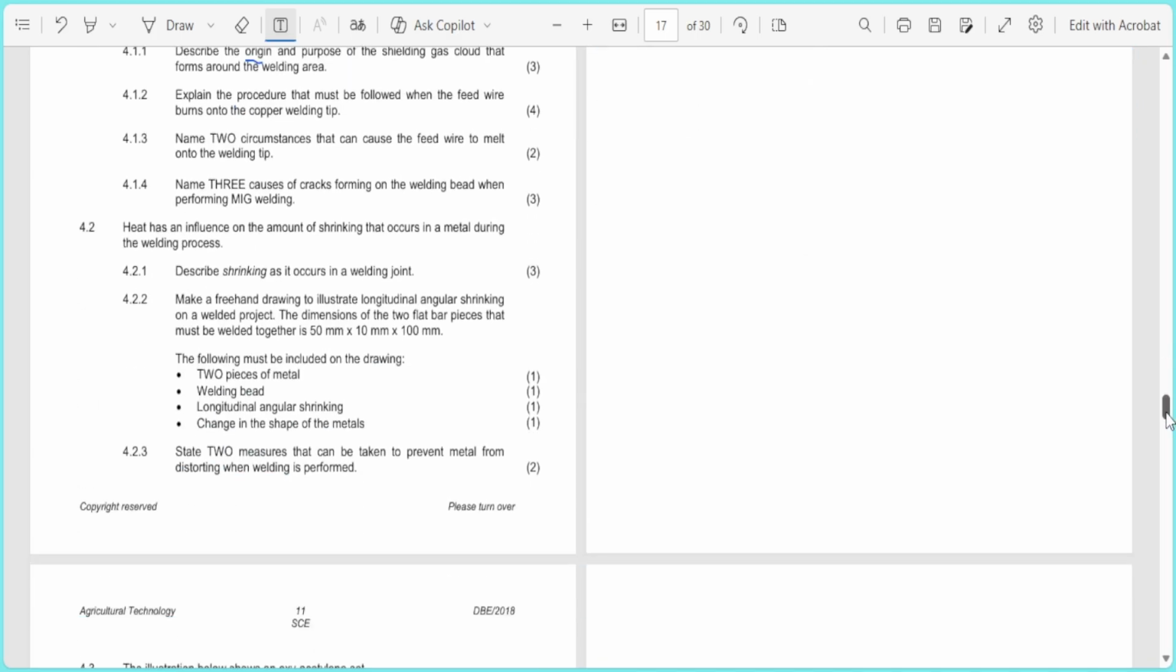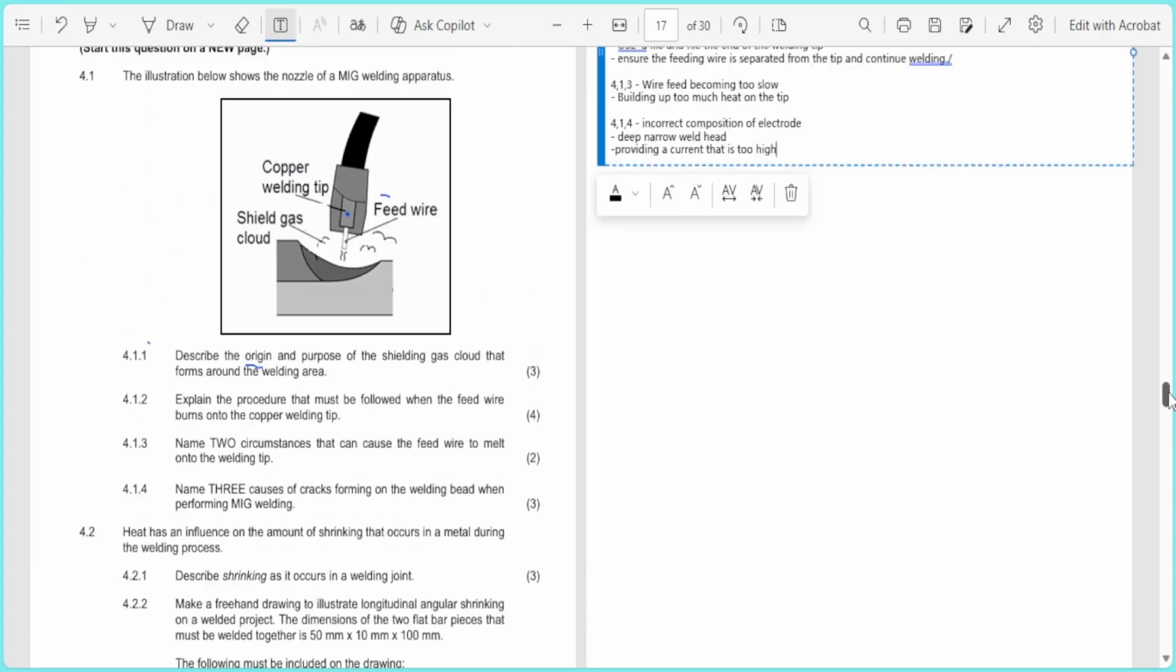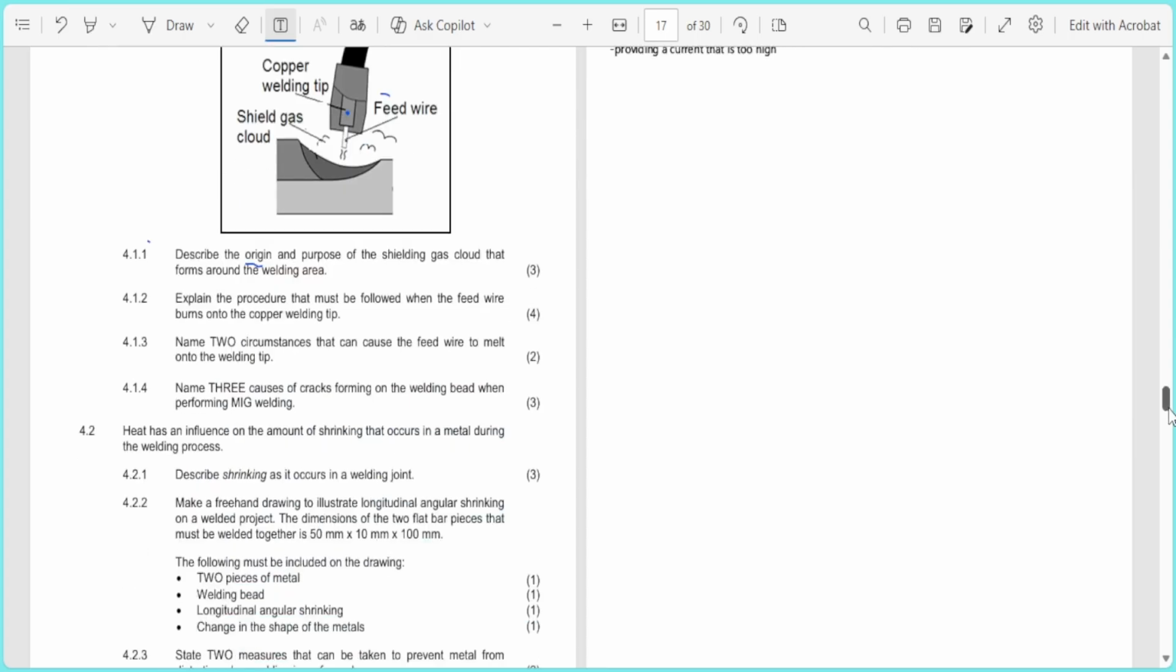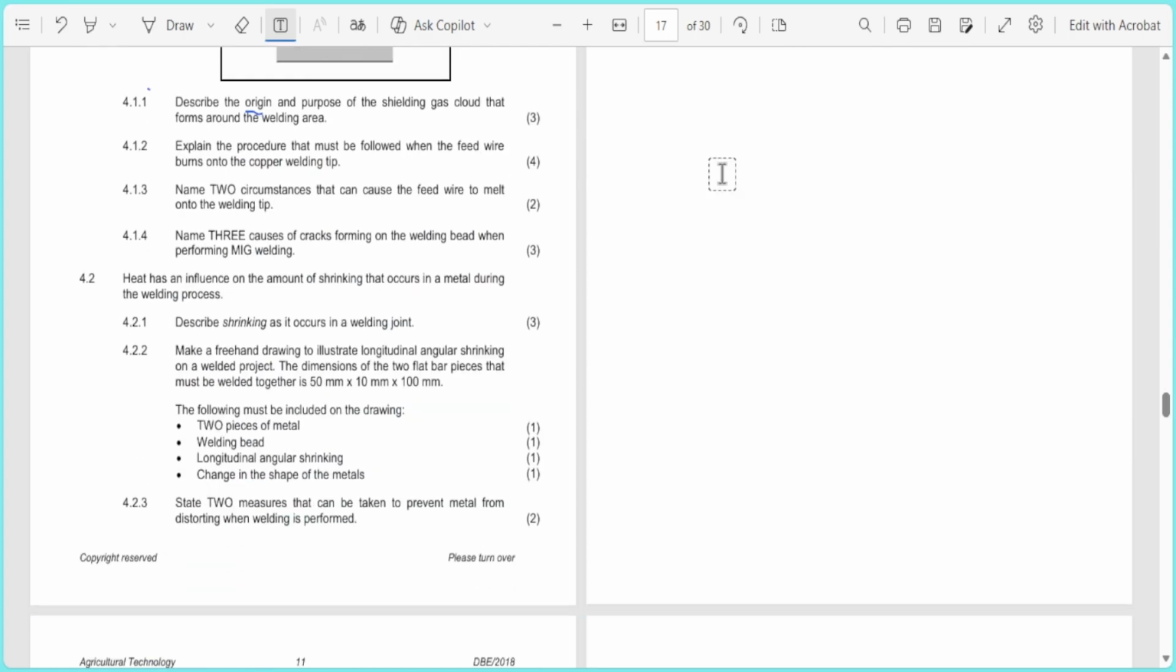4.2. Heat has an influence on the amount of shrinking that occurs in a metal during the welding process. 4.2.1, they want us to describe shrinking as it occurs in a welding joint. So yes, now let's go for 4.2.1. Okay, so describe what shrinking is.